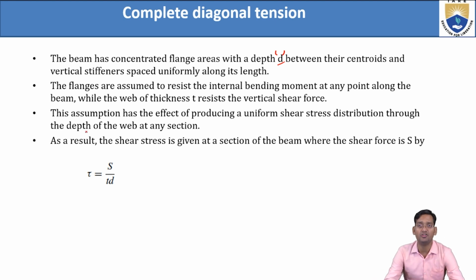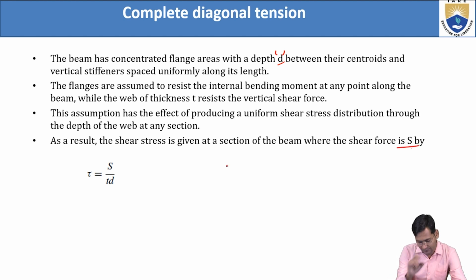This assumption has the effect of producing a uniform shear stress distribution. Because at different points, if we consider that, then the internal bending moment effect will be there. Now we are neglecting the internal bending moment and the vertical force. Because of that only we will get the uniform shear stress distribution through the depth of the web at any section. Means at any section along the depth, we will have the uniform shear stress distribution. As a result, the shear stress is given at a section of the beam where the shear force is S.